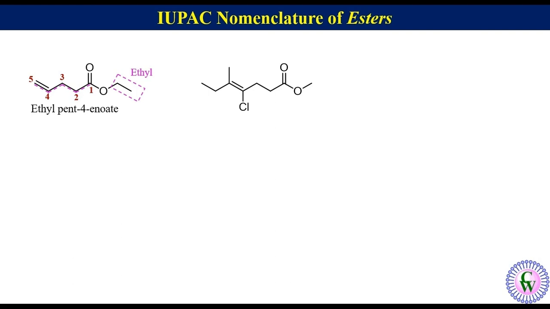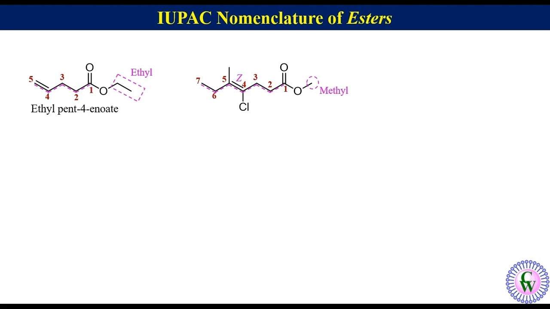In this example, R prime is methyl. This longest chain with 7 carbon atoms is the parent chain. Numbering will be 1, 2, 3, 4, 5, 6 and 7. Here we need to mention the configuration of alkene, which is Z.